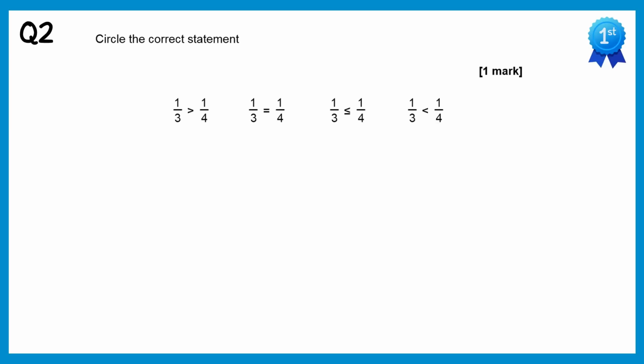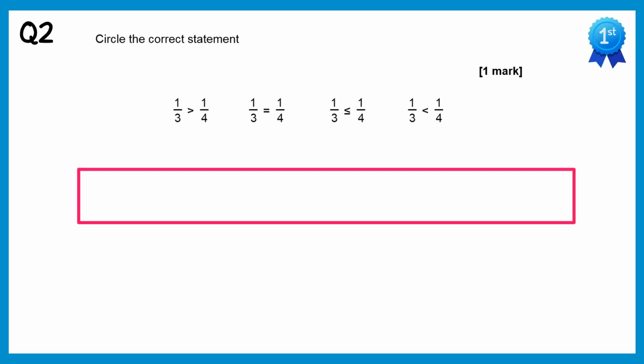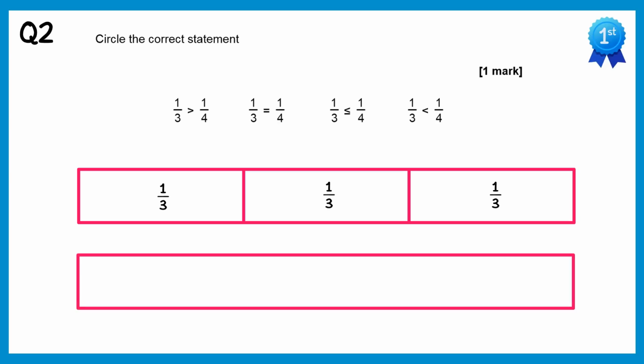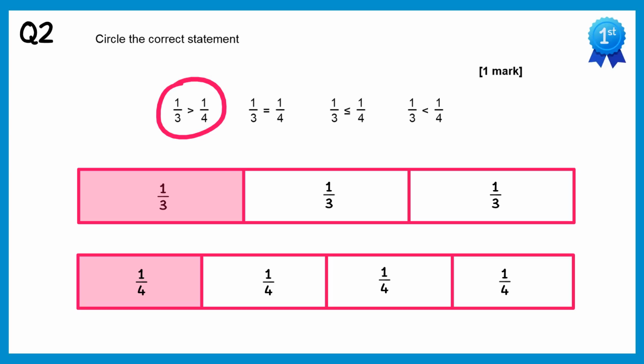For this question, we need to compare two fractions, 1/3 and 1/4. If we draw a bar like this and split it into 3 equal pieces, each of those would represent 1/3. If we take the same size bar and split it into 4 equal pieces, each one of those bits will be a quarter. You can see if we shade in a third and a quarter, that 1/3 is actually bigger than 1/4. So it's the first one, 1/3 is greater than 1/4.